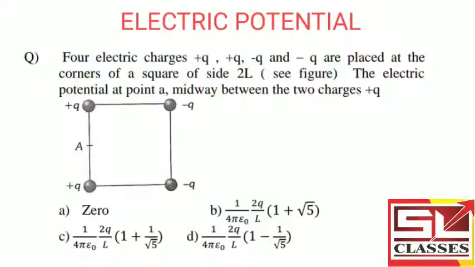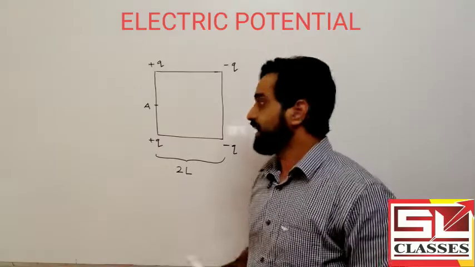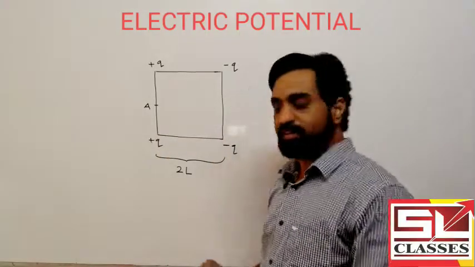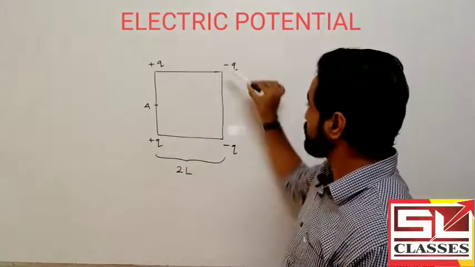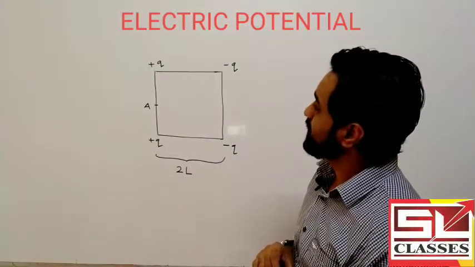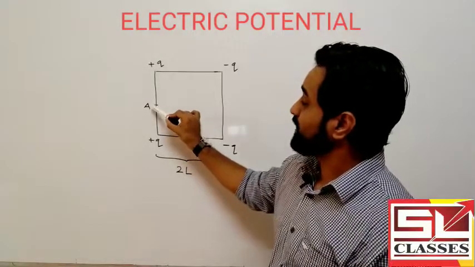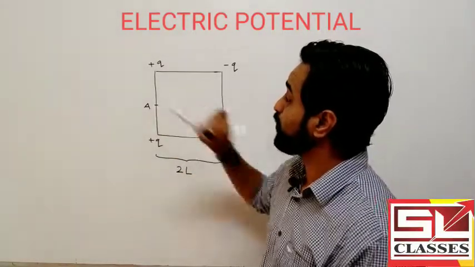Please listen. Next question: 4 electric charges plus q, plus q, minus q and minus q are placed at the corners of a square of side 2l. The electric potential at point A midway between the two charges plus q. And different options are given. You can read those options. Okay. So this is the situation given with 4 charges, 2 positive plus q and 2 negative q charges. Then we have to find the total electric potential here at this point A.